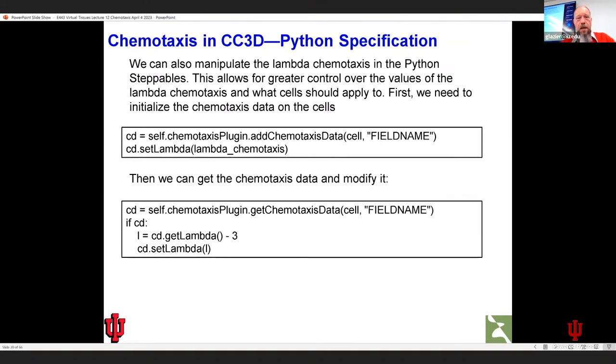Okay. So let me talk about Python and chemotaxis. As usual in CompuCell, if we want to specify behaviors on individual cells rather than on all cells of a given type, we have to do that in Python. Also, as usual, you need to make the chemotaxis plugin a bare plugin. You just load the chemotaxis plugin with no attribute. The one thing perhaps that's a little bit inconvenient is you might want chemotaxis by cells for some chemical fields and chemotaxis by cell types for others. And I don't think you can do that. I don't think you have the flexibility to do that. I think it's all or nothing. Juliano, is that right?